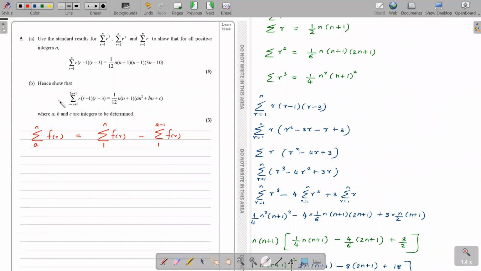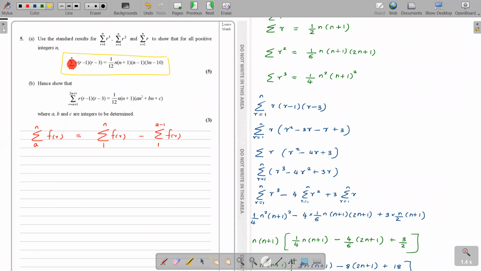Okay, so in part B, they say you hence show that the summation of r from n plus 1 to 2n plus 1 of (r minus 1)(r minus 3) is given by this formula. Okay, now the thing is this. The thing is the summation formula that we proved in part A. Now you can see this is the summation formula we proved in part A, right? So this summation formula is only valid when we start from where? It's only valid when we start from 1. It needs to start from 1.